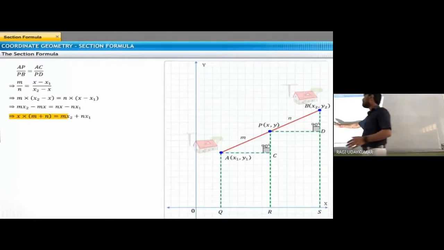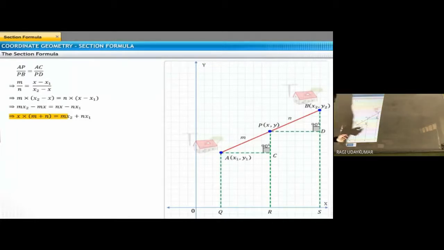After cross multiplying, what is done here? mx2 minus mx, nx1. So what are the x terms we are having here? The two x terms are written together and taken common. That is x into (m plus n) is equal to mx2 plus nx1.